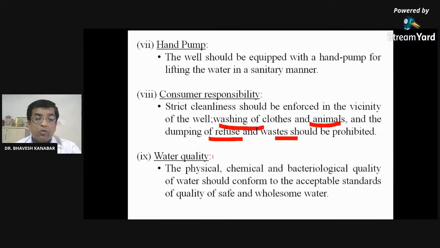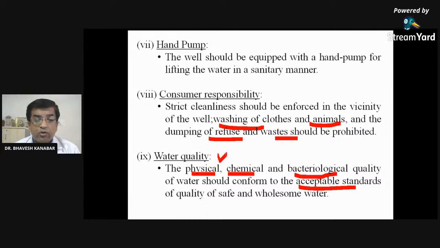Water quality: the water quality, according to the physical criteria, chemical criteria, and bacteriological criteria, should be frequently checked by the Gram Panchayat, or if it is in a Nagar Palika area, by the Nagar Palika. We have to assess whether it is of acceptable standards or not.